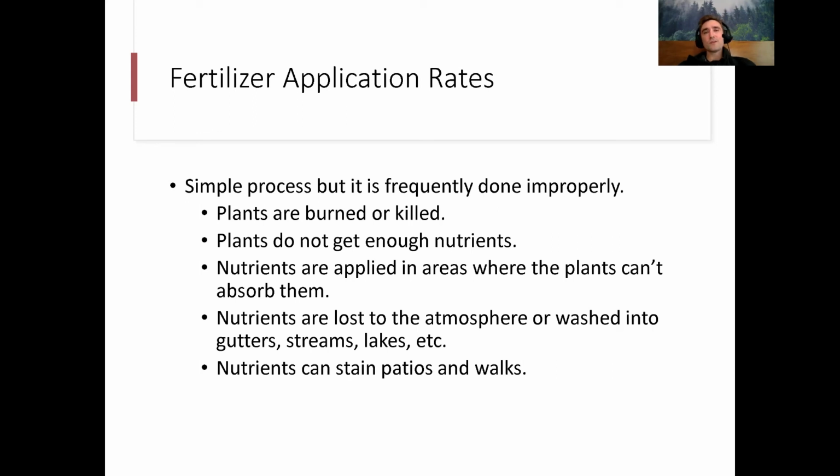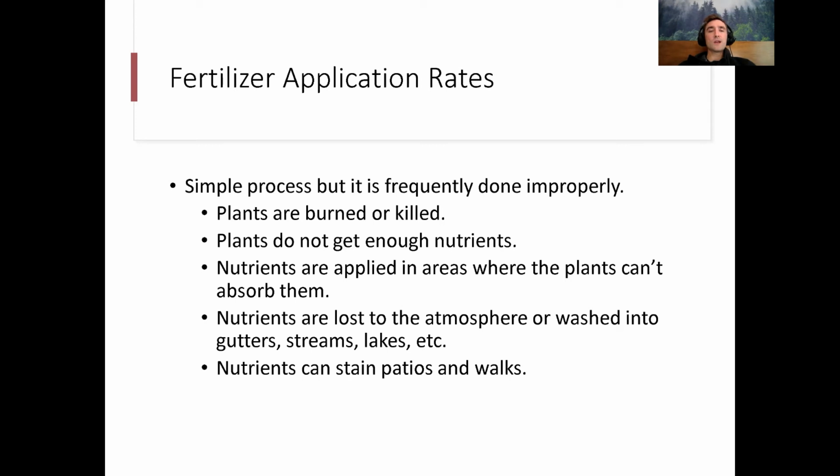And why is it important to apply the right amount? Well, if we don't, we can either not give our plants enough nutrients or too much. If we give them too much, we can kill them. We can burn the plants, especially if we're using synthetic inorganics in the form of these ionic compounds or these salts. It will burn the plant.